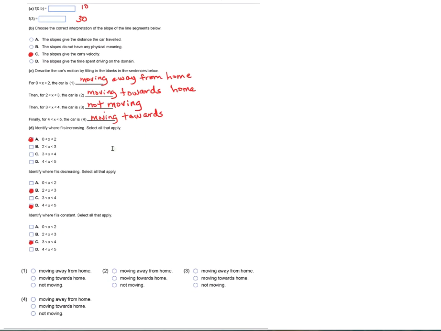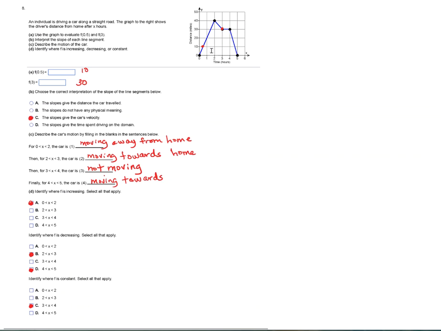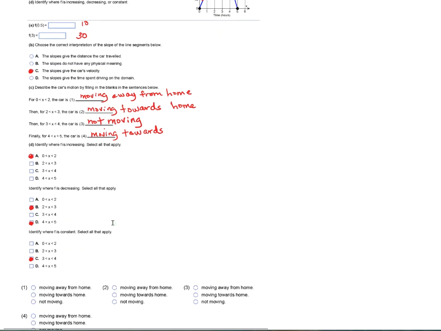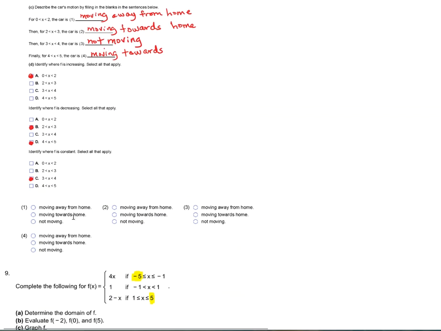So identify where f is increasing. So it's increasing. Remember, we talk about it in terms of x. So from 0 to 2, we're increasing. Where is it decreasing? From 2 to 3 and from 4 to 5. Where is it constant? That'd be 3 to 4. And here's your options that you could, there'll probably be a pull-down menu for those.